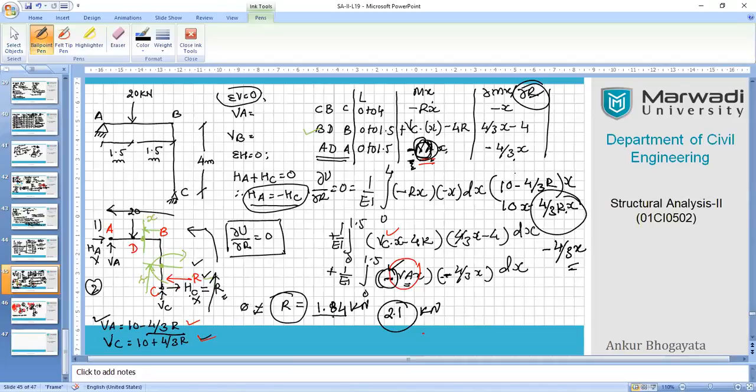So actually it's not like that. You just need to consider 10 minus 4 by 3 R into X only, because you are not multiplying anything. Understand this? Yes, sir. Right? So that directly becomes negative in that terms. So it remains negative itself. Okay. Okay, thank you, sir.